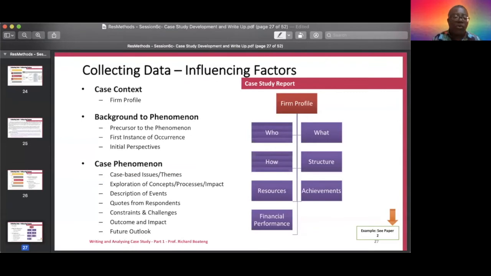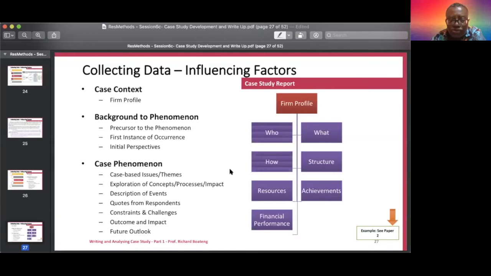The first one is the context of the issue, the context of the firm. If you are doing a firm level study, the context of the firm. If you are doing an industry level study, the context of the industry. Sometimes if you are doing a firm level study, you may even need to explain the industry. So I'm going to have the case context that could consist of the firm profile, which will explain the what, the who, the how, the structure, the resources, the financial performance, and achievements that have been achieved. Okay. So an example is in paper 2, which we'll look at. Then we'll go to the background to the phenomenon and the case phenomenon. So let's look at an example here.